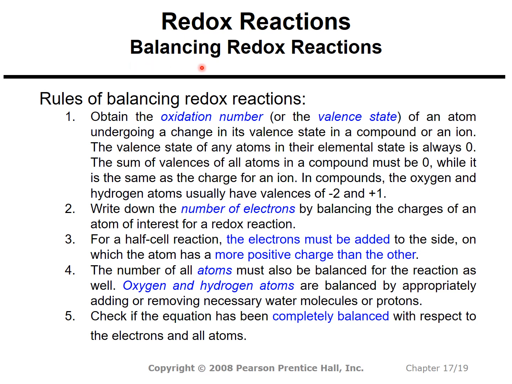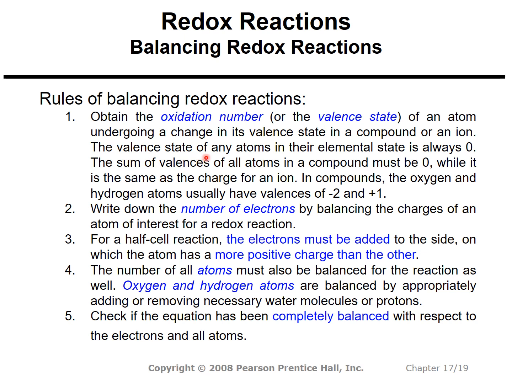How to balance redox reactions? Here are the rules of balancing redox reactions. I'd like to check just the first rule here, but please read rules 1, 2, 3, 4, 5. Rule number 1: obtain the oxidation number, or the valence state, of an atom undergoing a change in its valence state in a compound or an ion.